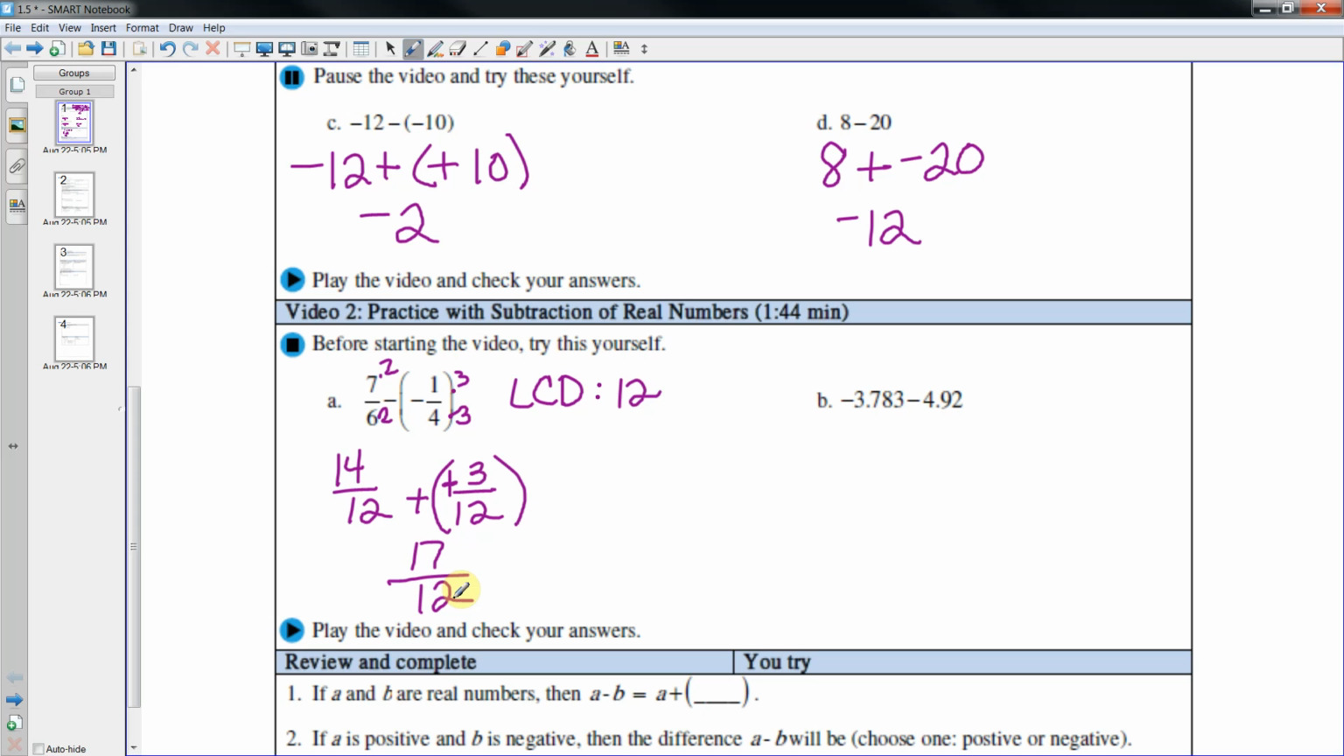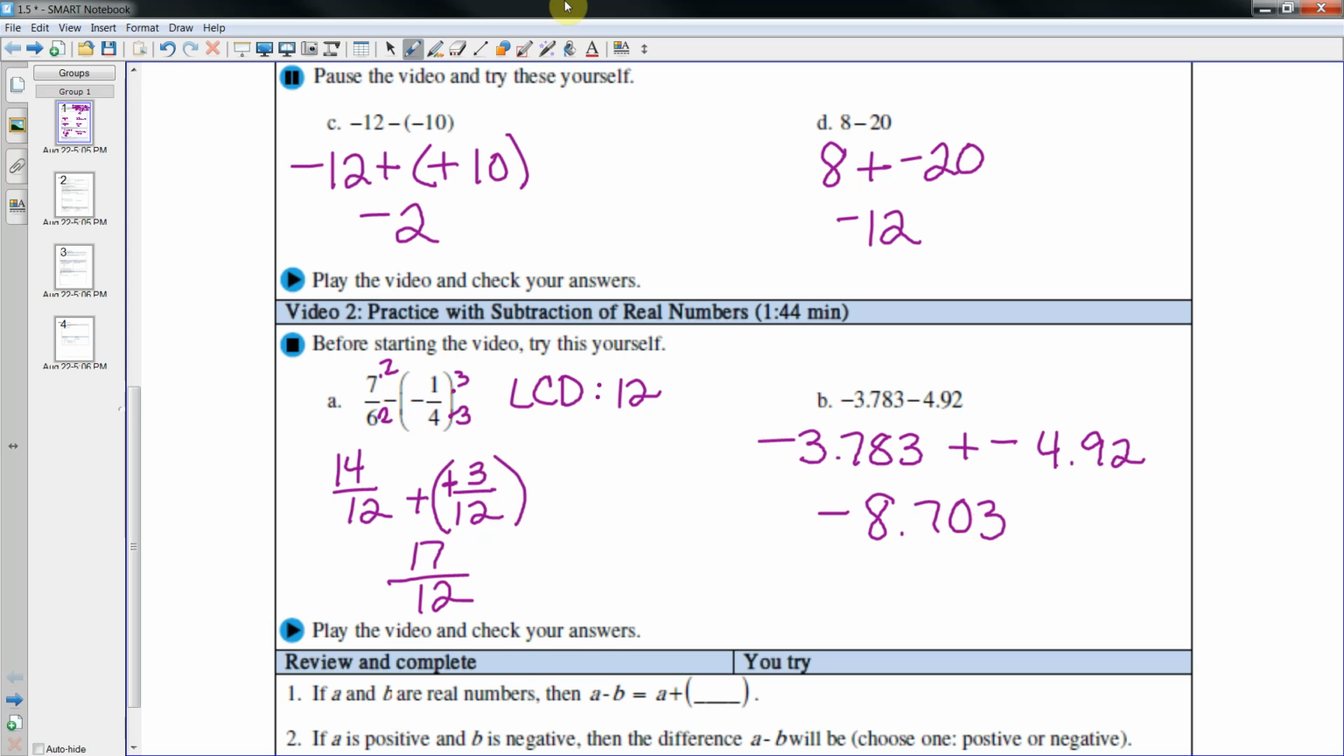For the decimal, same thing. I think you're probably going to end up using a calculator for decimals for the most part. Most of you will. So you're going to have negative 3.783. I'm following my rule. So that's negative 3.783 plus a negative 4.92, so that means they have the same sign. So they are going to be added together and keep the sign. So if I add those together and keep the sign, I get negative 8.703.